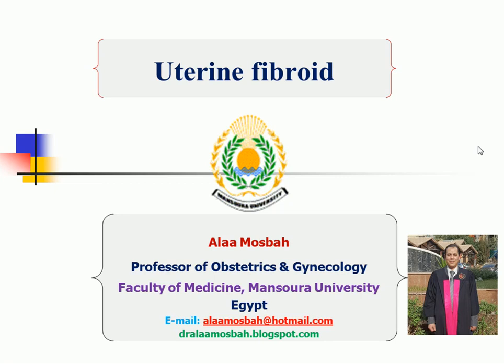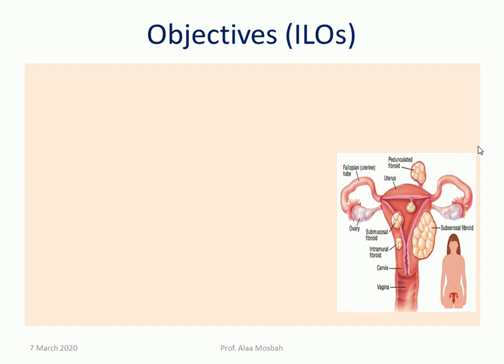A woman aged 37 years old presented to you complaining of heavy menstrual bleeding, and she is of African descent. And after complete history taking, examination and investigation, you discovered that she has multiple uterine fibroids. And this is the title of our lecture today. So, what we wanted to know about uterine fibroid or leiomyoma?